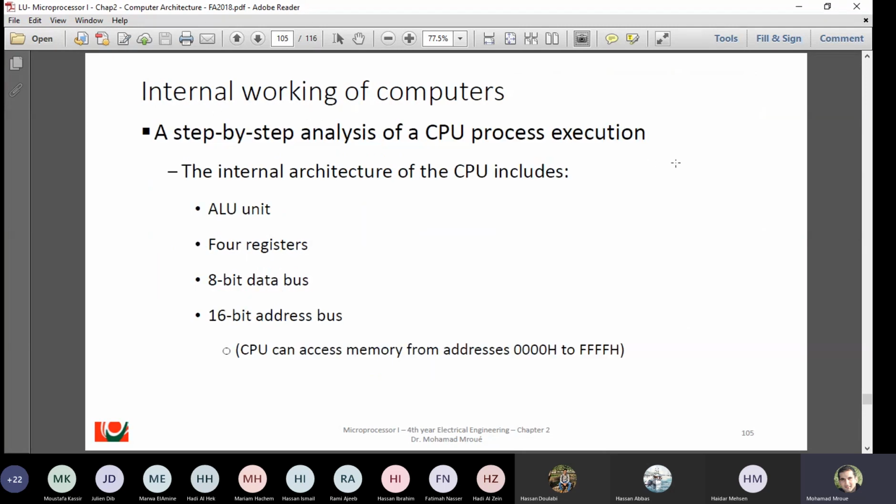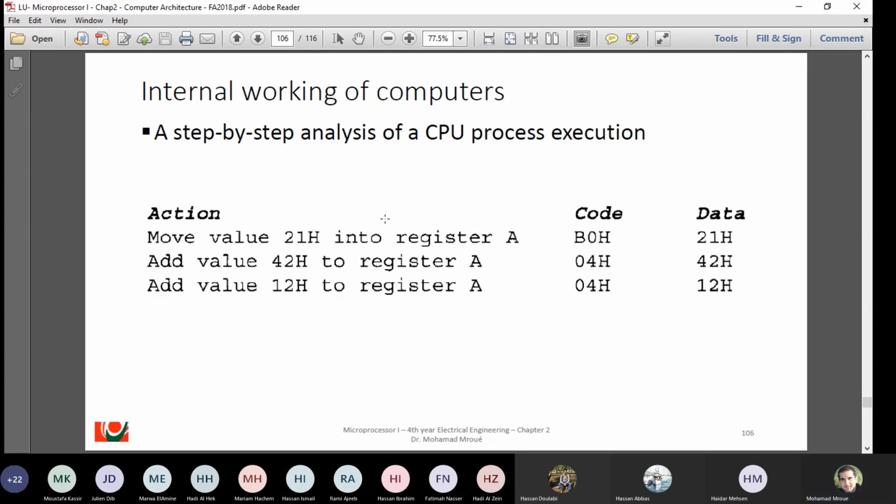So, a step-by-step analysis of a CPU process execution. The internal architecture of the CPU includes an ALU unit, for example 4 registers, an 8-bit data bus, and a 16-bit address bus, and the CPU can access memory at addresses like, for example, 0000 to FF if we have a 16-bit address bus. Okay. For example, the action here: move value 21 into register A.